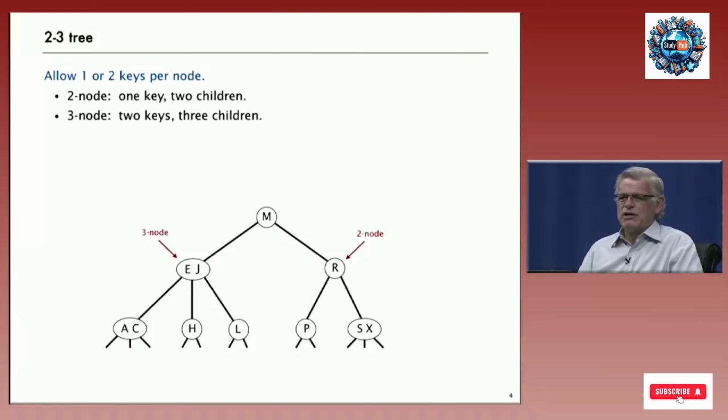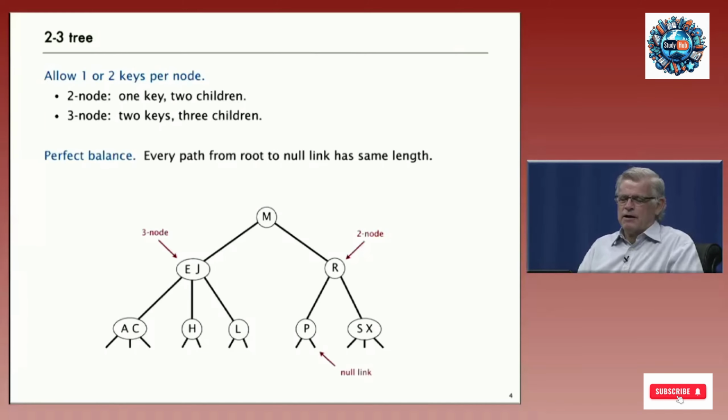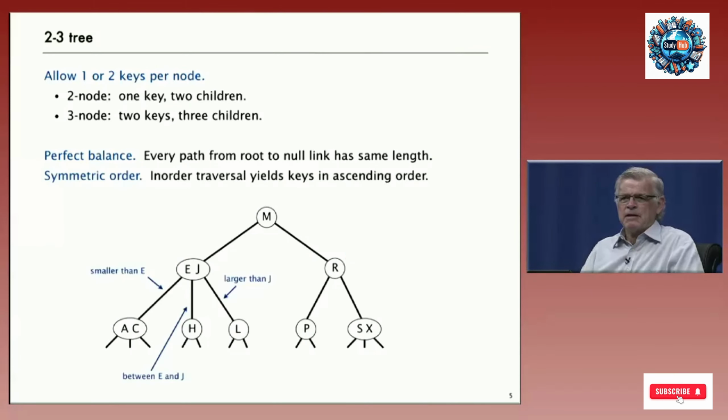In a regular BST node, a 2 node, we have 1 link for the keys that are less than the key in the node, and 1 link for the keys that are greater. In a 3 node, we need 3 links: 1 for less, 1 for between, and 1 for greater. Another property of these 2-3 trees is that we're going to have perfect balance. That is, every path from the root to a null link is going to have the same length in a 2-3 tree.